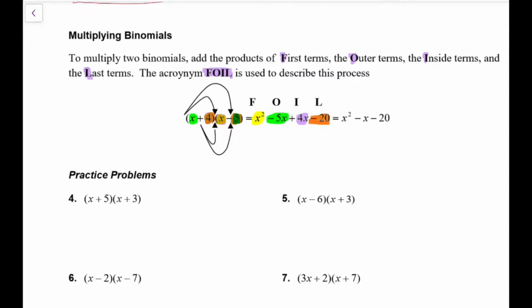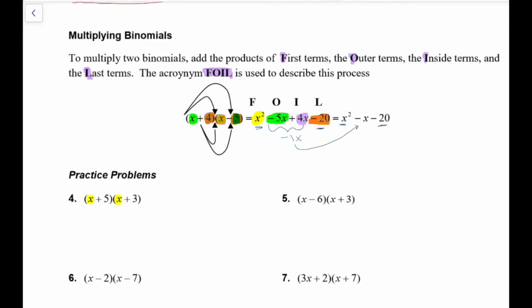Now, if you notice, we have a negative 5x and a positive 4x. Those two are like terms. So we can combine those together to give us a negative 1x. Now, when we write negative 1x, we don't usually write the 1. So we have x squared minus x minus 20 instead of the negative 1x.